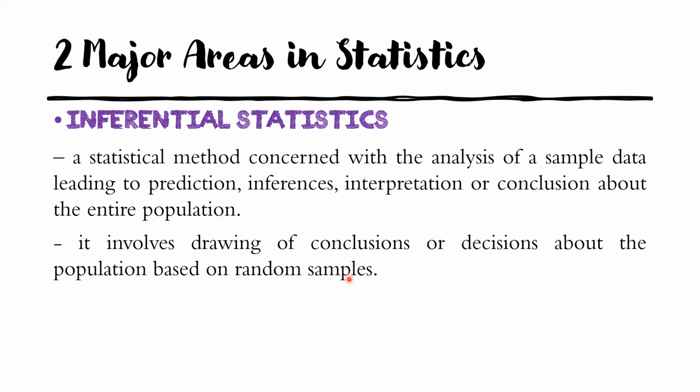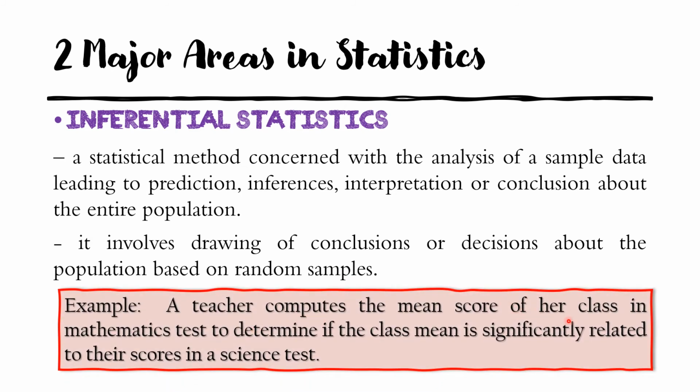based on random samples. So for example, a teacher computes the mean score of her class in mathematics test to determine if the class mean is significantly related to their scores in a science test. So, it deals with computing the mean score. So, if the example is just up here, a teacher computes the mean score of her class in mathematics test, if the example ends there, that is just descriptive statistics. But it has a continuation to determine if it is significantly related. So, there is a comparison. So, the teacher analyzes by comparing the result of the mathematics test to the science test. Is there a relationship, is there a difference? So, there's an analysis. So, this example or this action is a best example for inferential statistics.